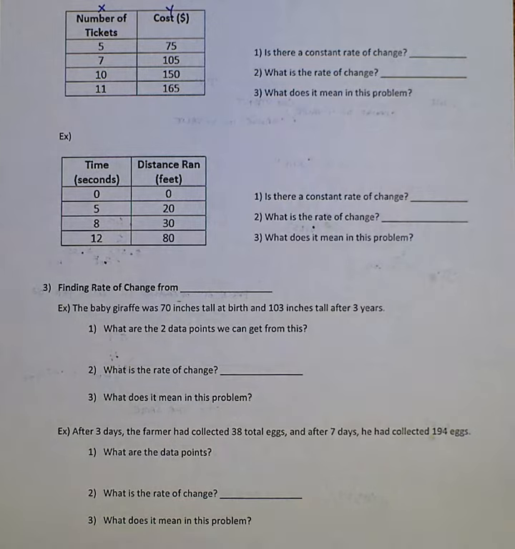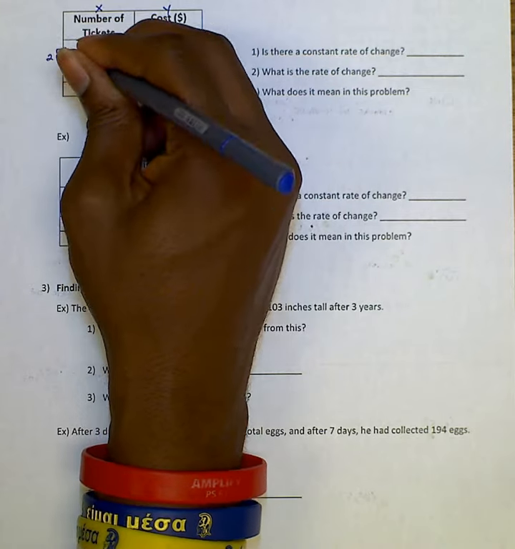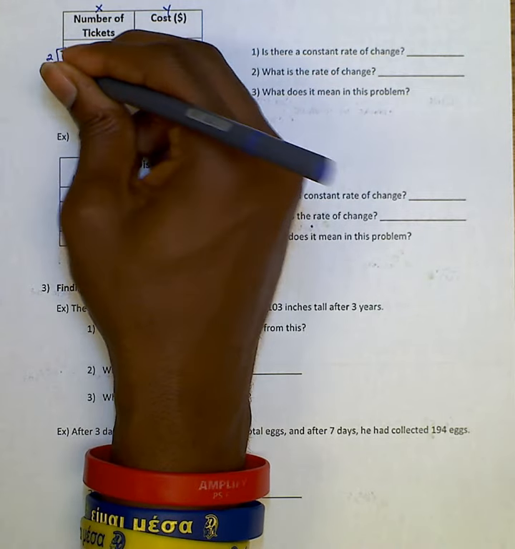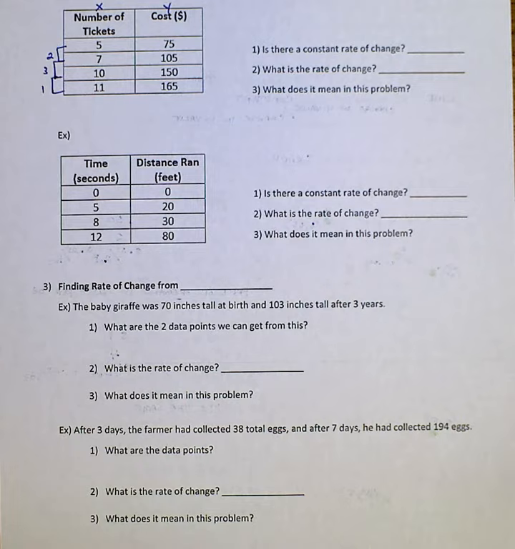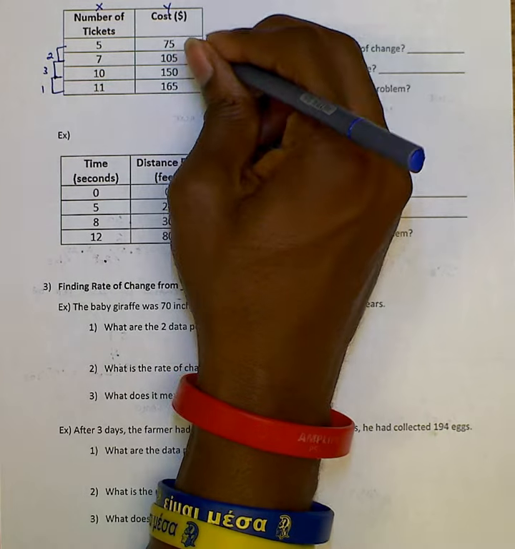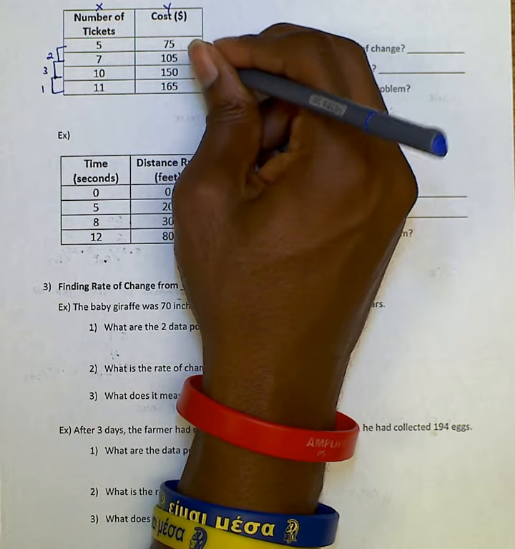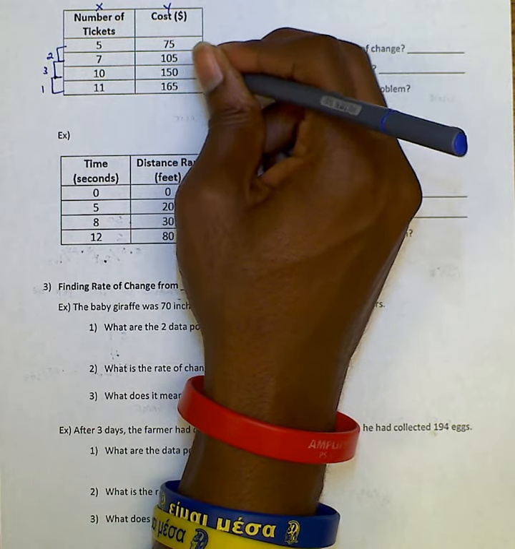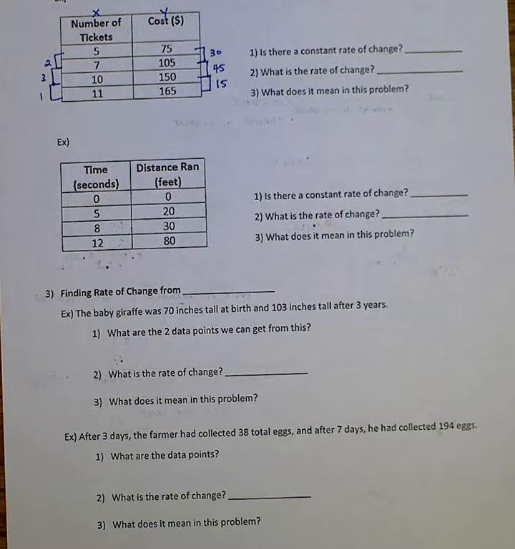All right. Now, we want to first make sure that there is a constant rate of change, and so what we can do in this case is say, okay, how much does the x change from one thing to another? 2 here, 3 here, 1 here. Notice that those numbers are not the same. Okay? And so as we look over here, from 75 to 105 is a $30 change. From 105 to 150 is a $45 change, and from 150 to 165 is a $15 change. Again, those numbers are not the same.